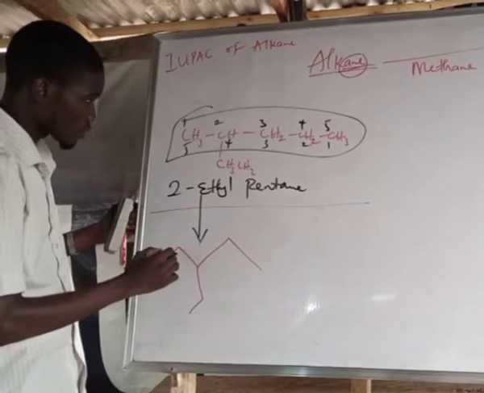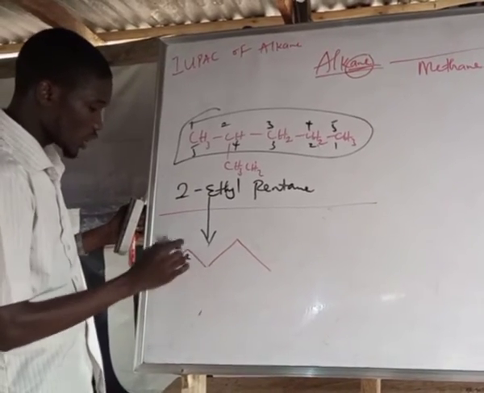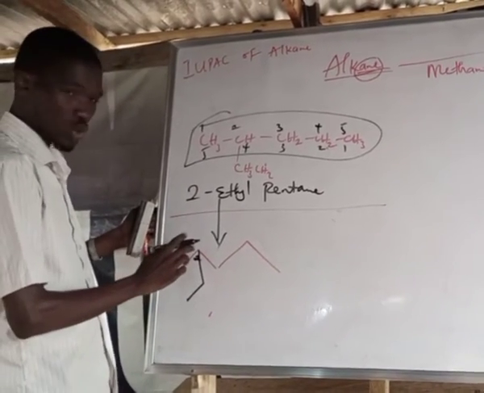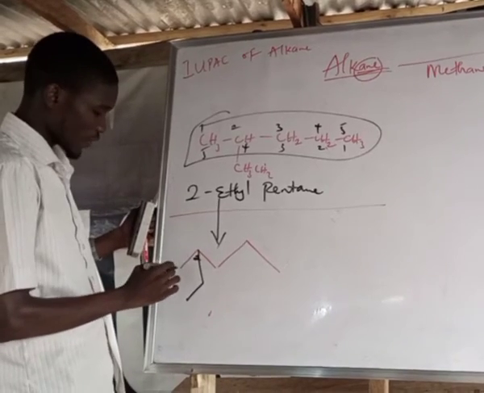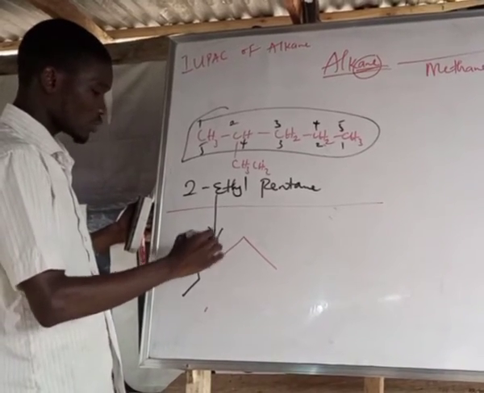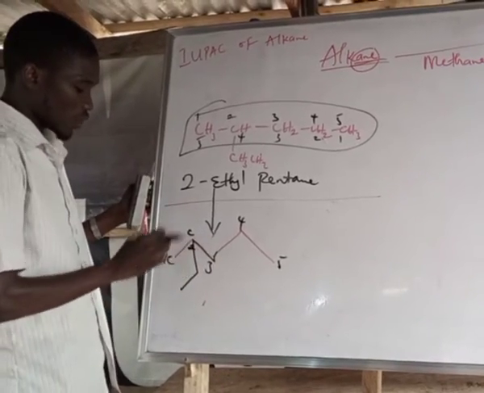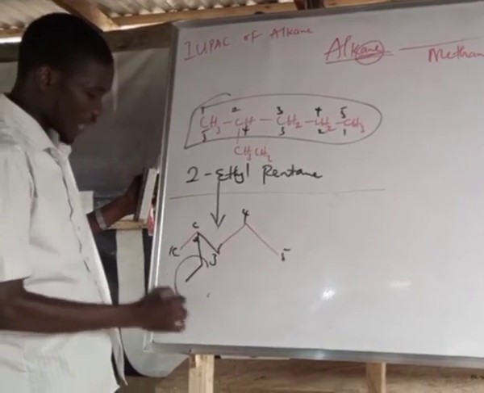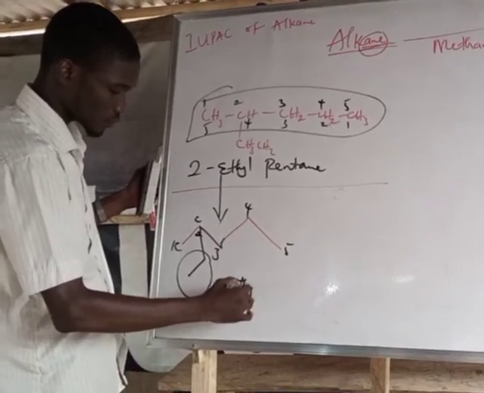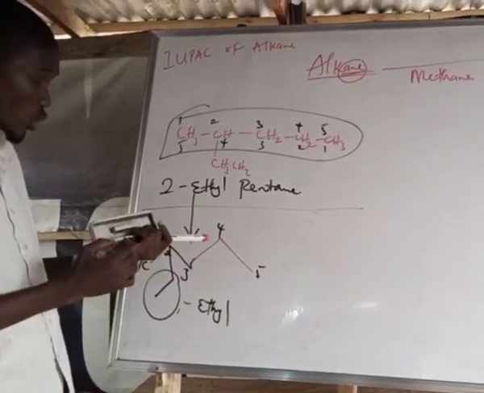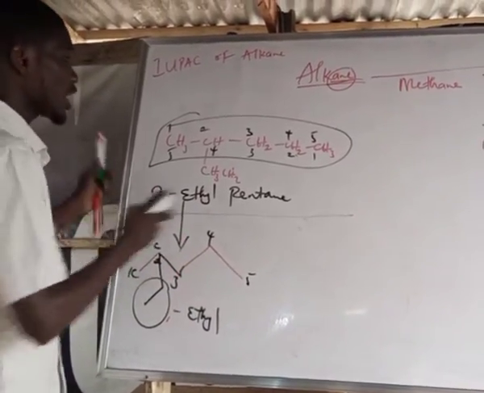So we have 1, 2. So this will be attached to this. 1, 2. Don't forget, this is the first carbon, second one, third, fourth, and what? The fifth. So you have what here? 1, 2. What you have here is the ethyl. So the same thing, that will be 2-ethylpentane. Another example.